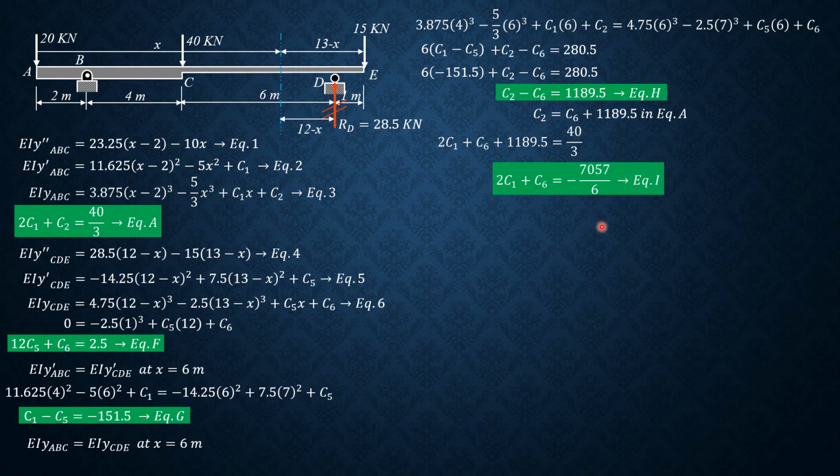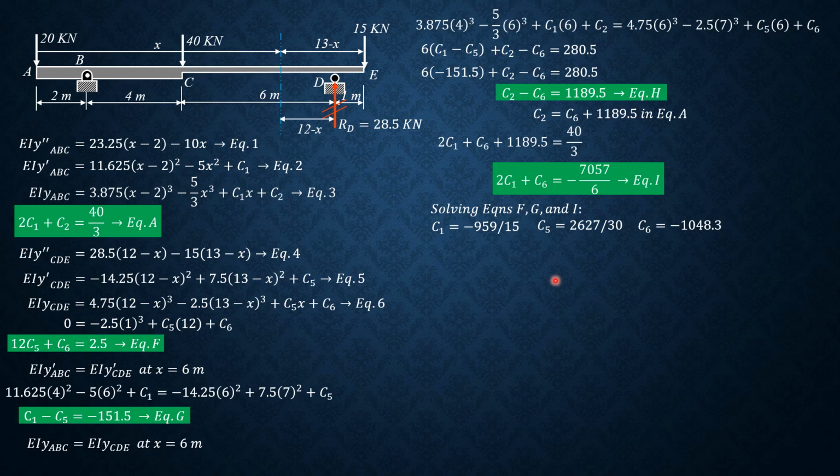Then let's solve simultaneously equations F, G, and I. So the unknowns are c sub 1, c sub 5, and c sub 6. Solving simultaneously F, G, and I, we get c sub 1, which is negative 959 over 15, same as before. Then c sub 5 equals 2627 over 30, and c sub 6 is equal to negative 1048.3 in decimal.